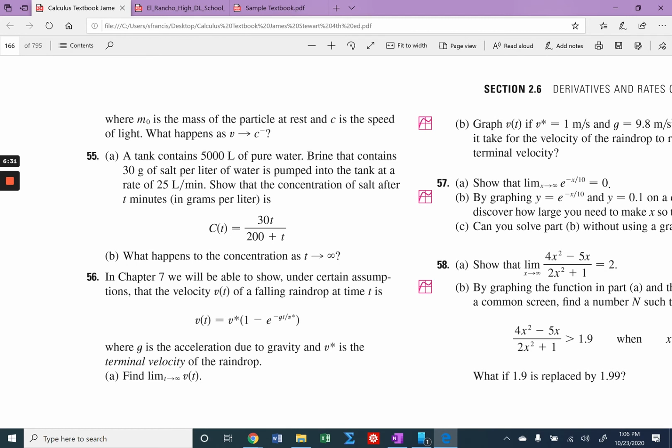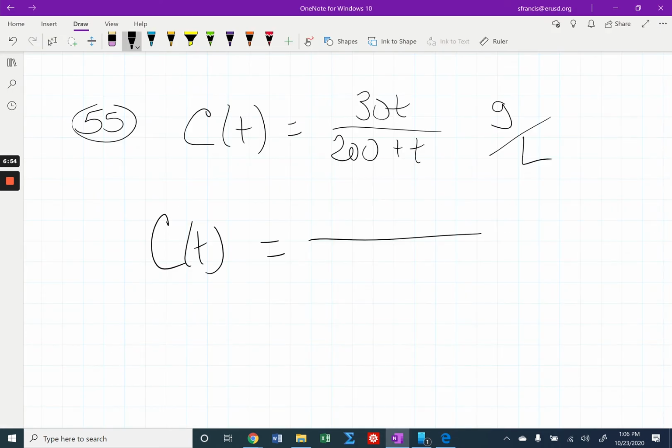30 grams of salt per liter of water. So if I have 1 liter of water, I have 30 grams of salt. If I have 2 liters of water, I have 60 grams of salt. If I have 25 liters of water, I have 30 times 25 grams of salt. And notice the water's coming in at 25 liters every minute. So I have 30 grams of salt per liter of water times 25 liters per minute. So that's how many grams are coming in every minute.